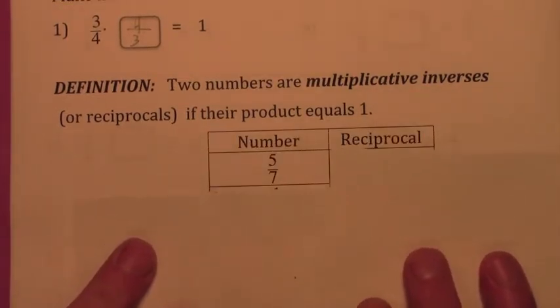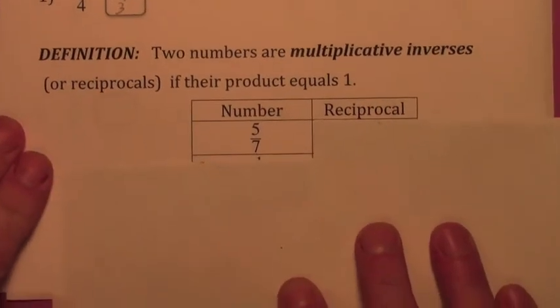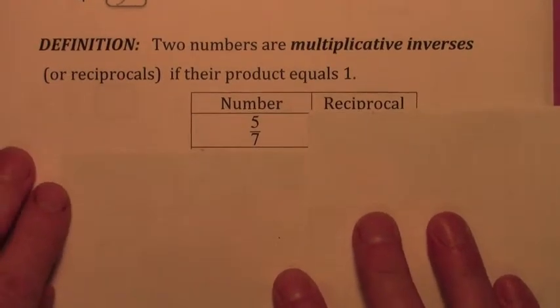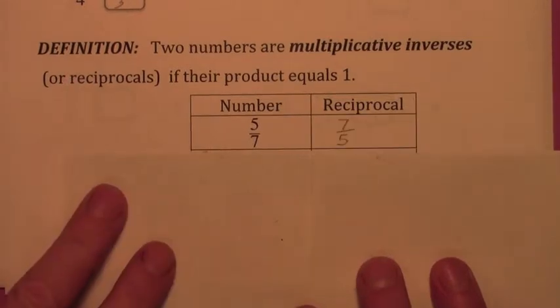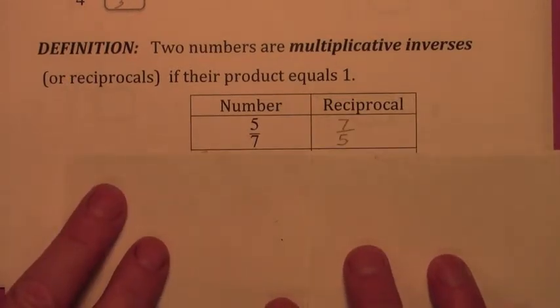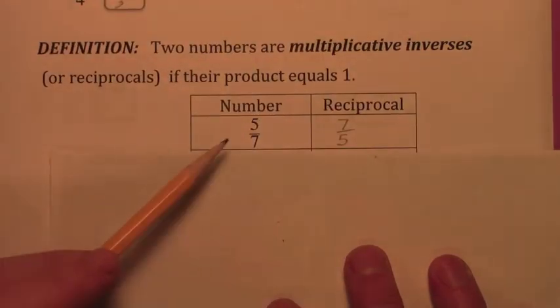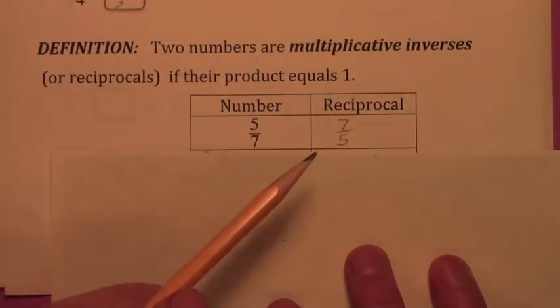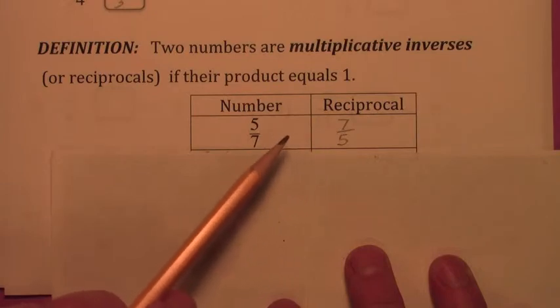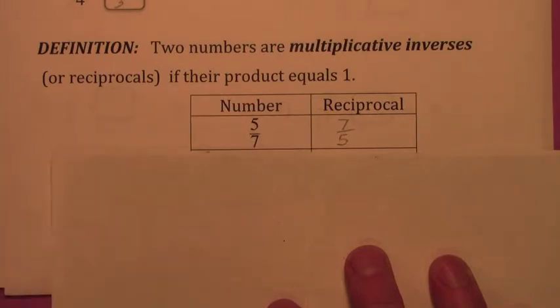So what would be the reciprocal of 5/7, for example? What do you multiply 5/7 by to get 1? It turns out the reciprocal of a number, you just flip it over. See, it's all in the wrist. The reciprocal of 5/7 is 7/5. Why does it work that way? Because when you flip it over and then you multiply it, everything cancels.